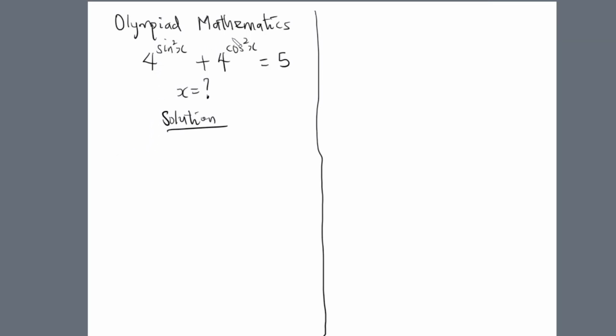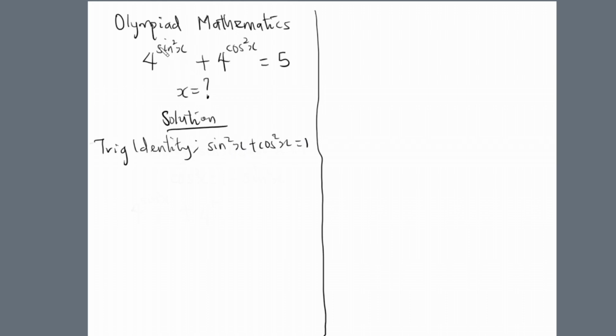Today we are looking at this Olympiad mathematics question. It says 4 to the power of sine square x plus 4 to the power of cos square x is 5. What is the value of x? Well, I'm going to start with a very popular trig identity: sine square x plus cos square x is equal to 1.